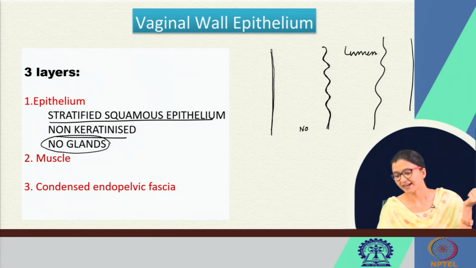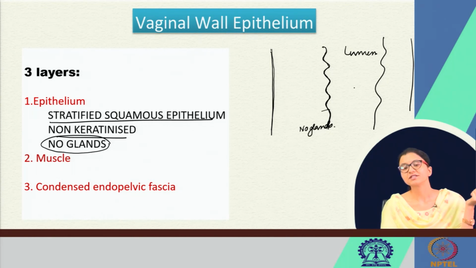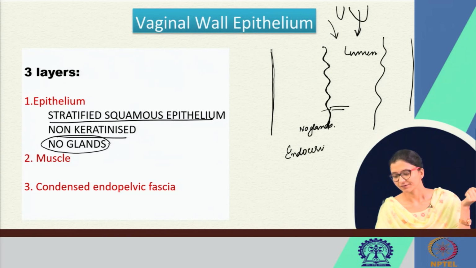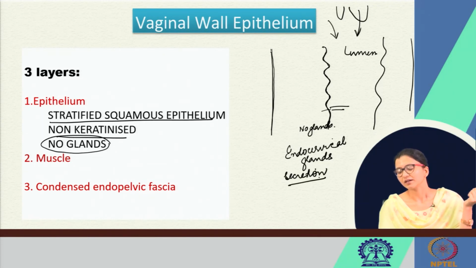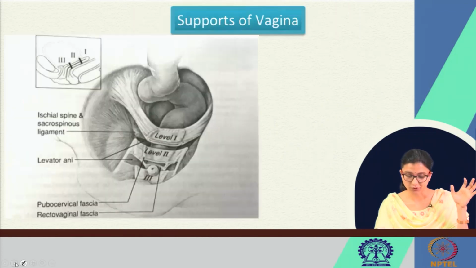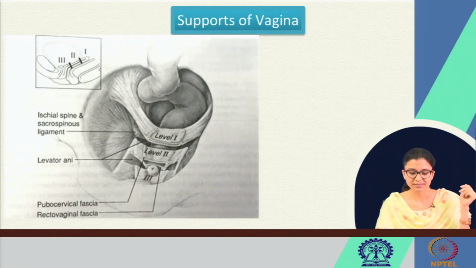There are no glands. So, where does the secretion of the vagina come from? It comes from the transudate, from the cervix. The endocervical gland secretions come to the vagina. As such, vagina does not have any glands, right? This is also important, I will discuss it in subsequent slides.